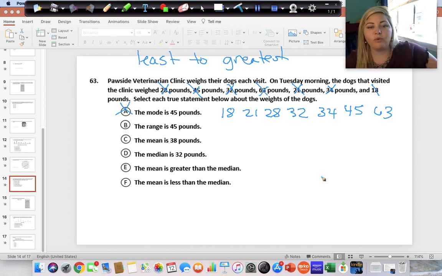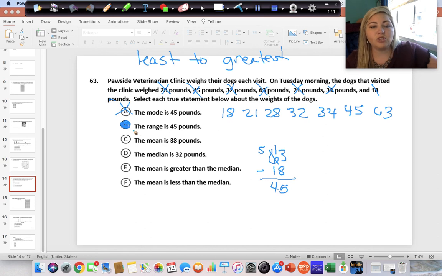The range is 45. Let's see. Range is taking the biggest number and subtracting the smallest number from it. So 63 minus 18. We're going to have to borrow. 13 minus 8 gives me 5. 5 minus 1 gives me 4, so that is true.